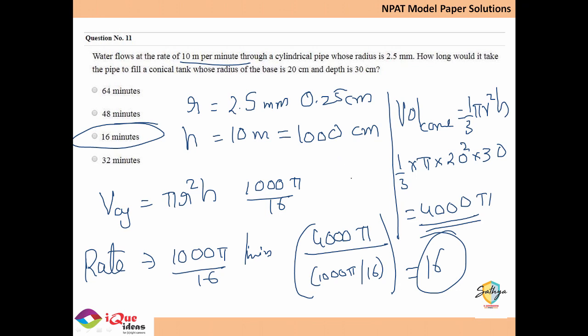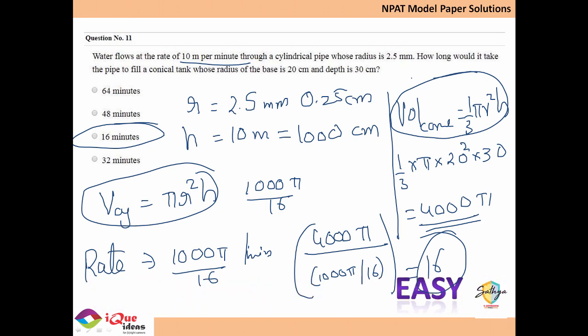So volume of the tank divided by rate of filling the tank will give you the time in which the tank can be completely filled. So all you have to understand is what is the volume of the cylinder and what is the formula for volume of a cone. If you know the formulas, a relatively very easy problem to solve.